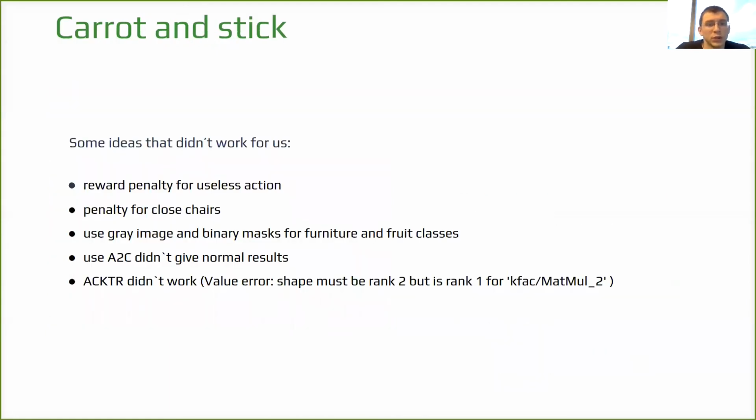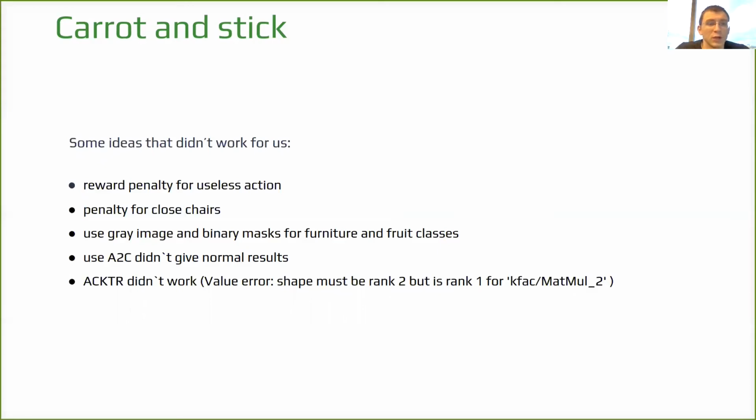Some ideas we constructed and checked, but think that they are not useful for training. First, a penalty for useless actions, for example, collect and collect again, or turn left and immediately right. Second, a penalty for approaching chairs and tables. For example, if the agent approaches a chair, we kick him because he may get stuck under the table.